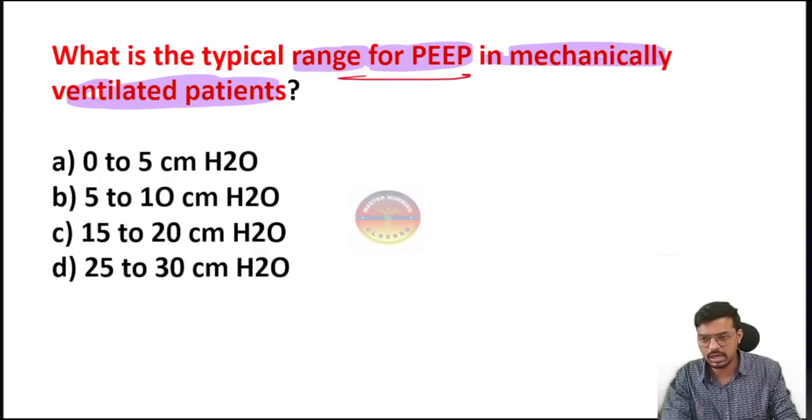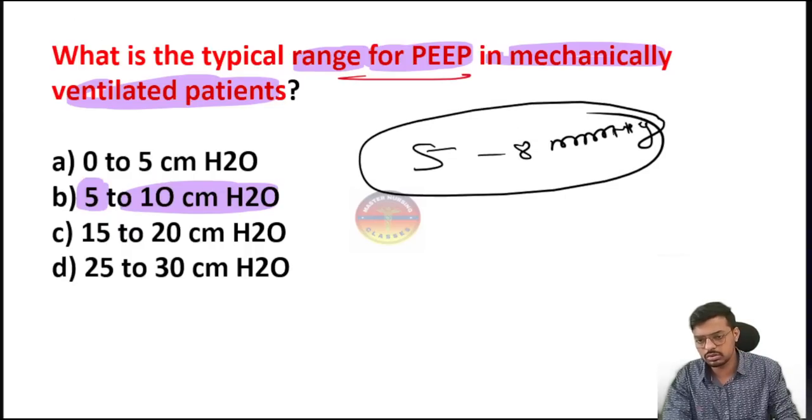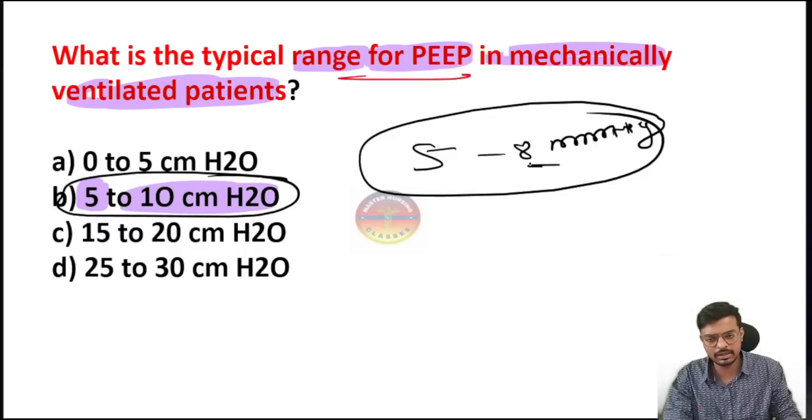Okay, so as I told, minimum we have to maintain 5 mm Hg and maximum we can keep up to 10 mm. Sorry, minimum we have to maintain 5 centimeters of H2O. In some books they have given 5 to 8 mm Hg also, and in some books 5 to 10 centimeters of H2O also, but in mm Hg we can keep only till 8, not more than 8. For centimeters of H2O, we can keep till 10 also.